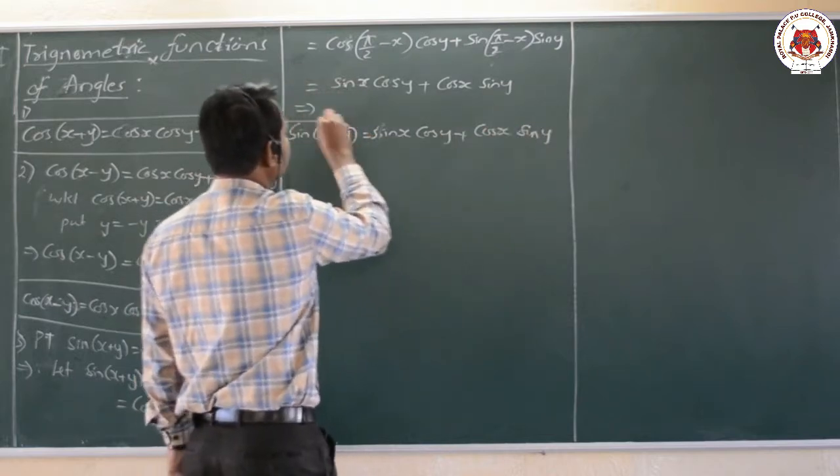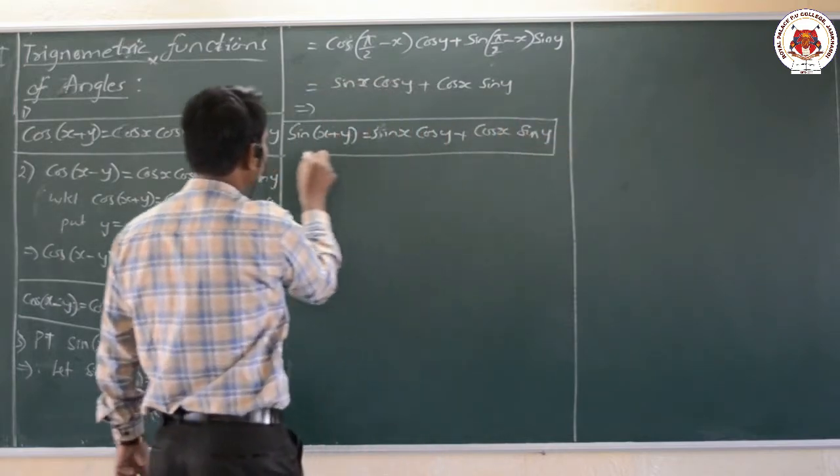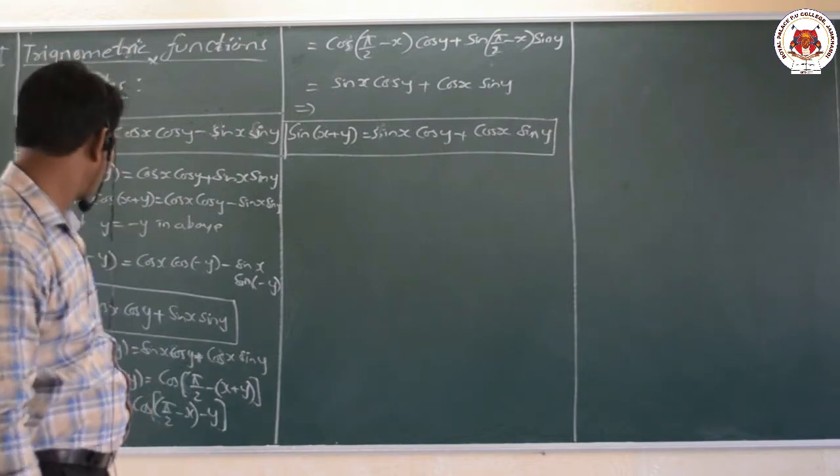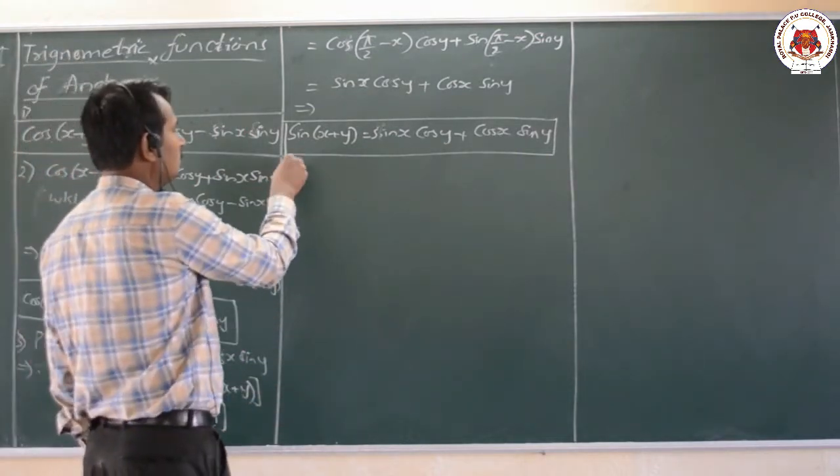Sin of x plus y equals sin x cos y plus cos x sin y. Okay. The next one is the fourth one.